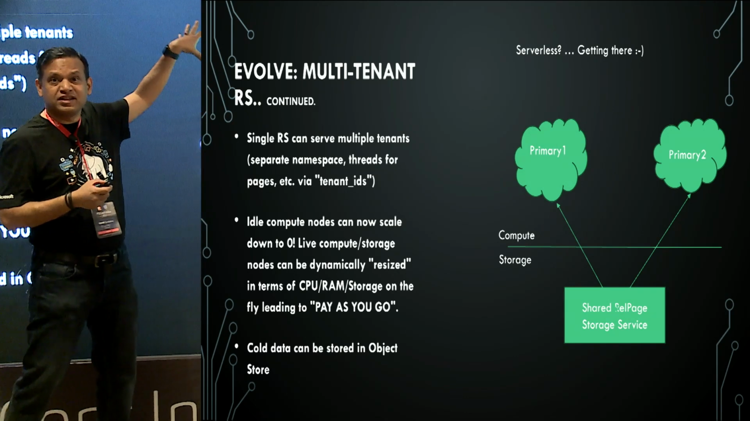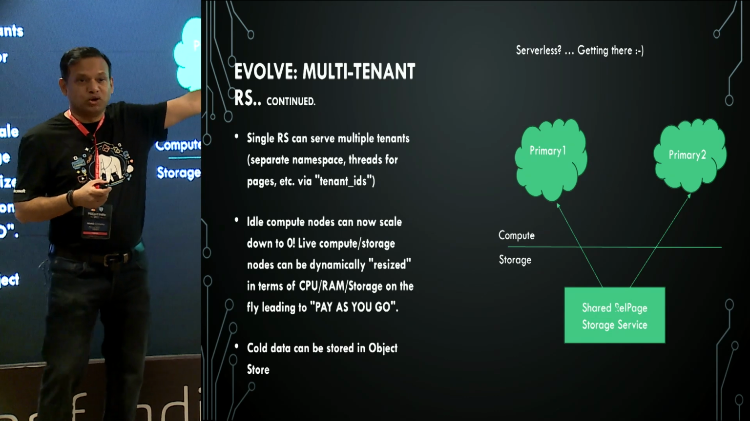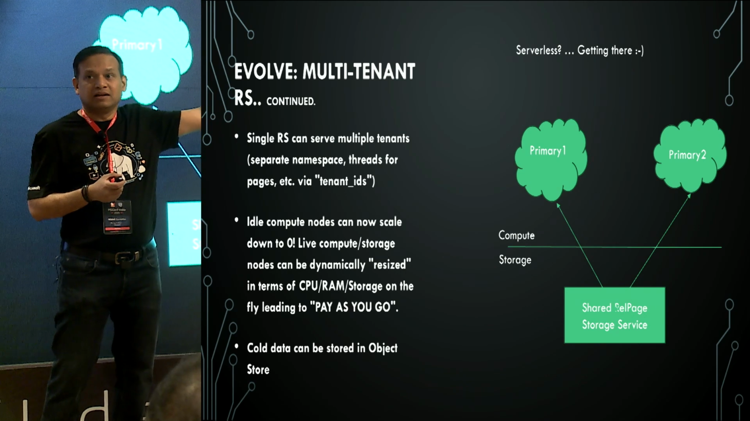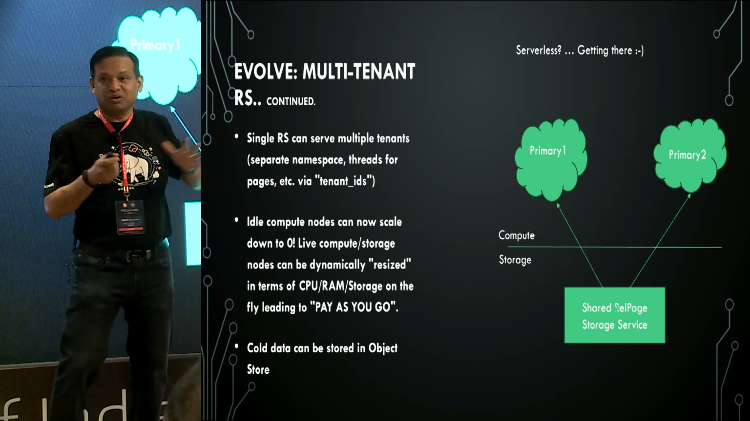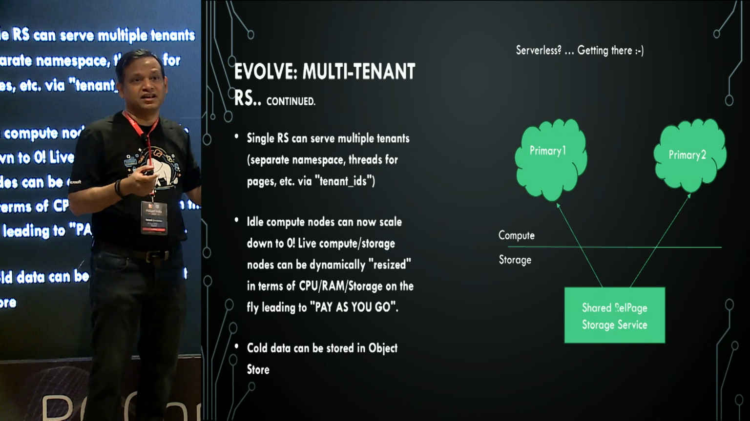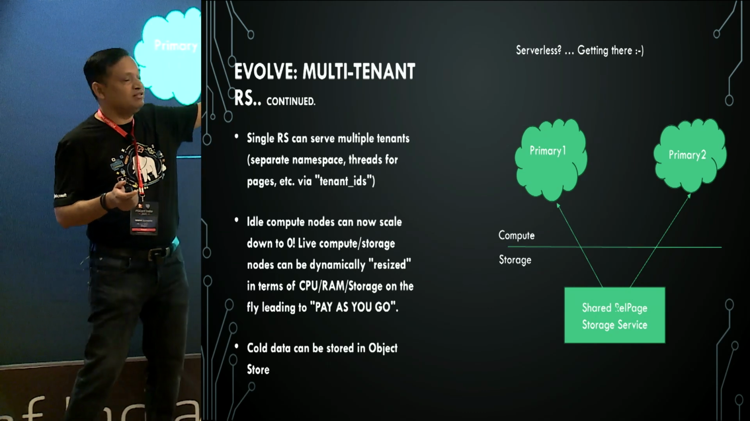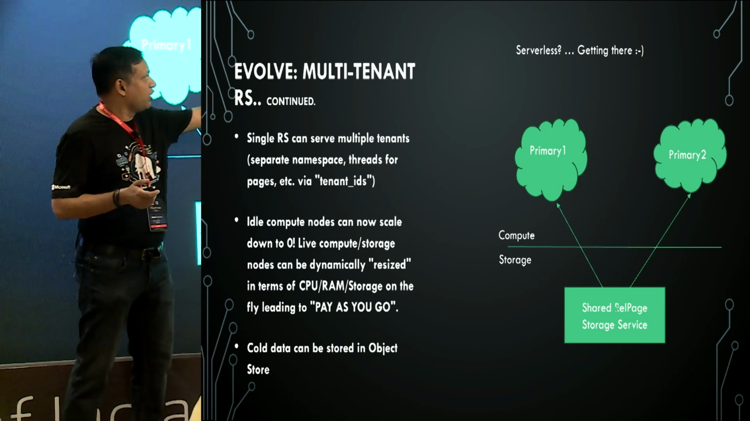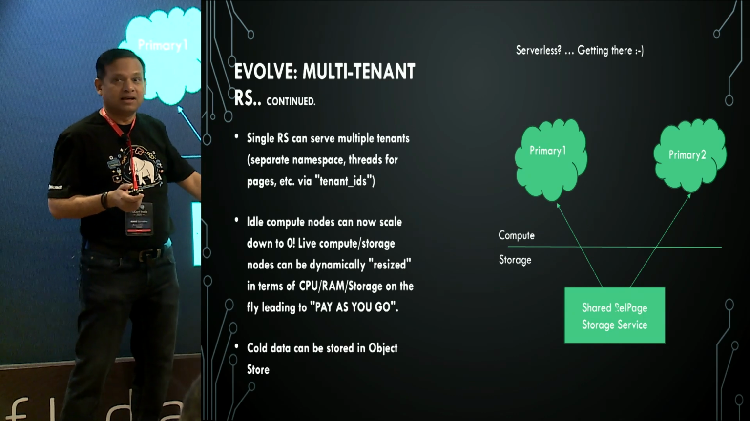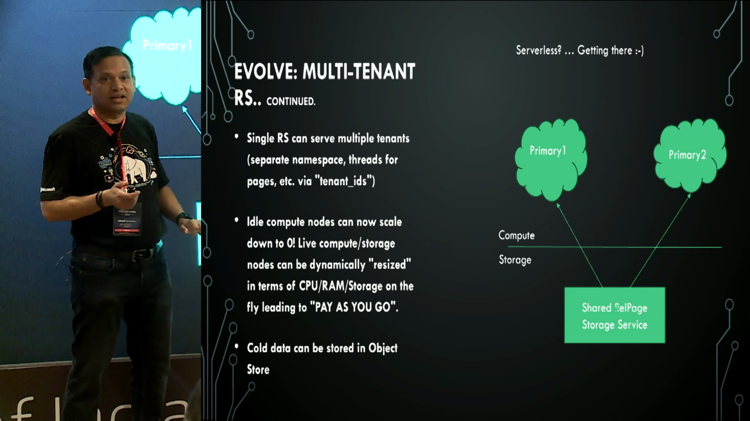Since we have multi-tenancy now, it's possible that if this primary is not being used, you can essentially bring this node down to 0. So now you're getting into that model where you start paying for whatever you're using. If there is no activity happening here, the pages belonging to this can be shifted into the object store from the page server, and when it comes back, you can get them and start working again.